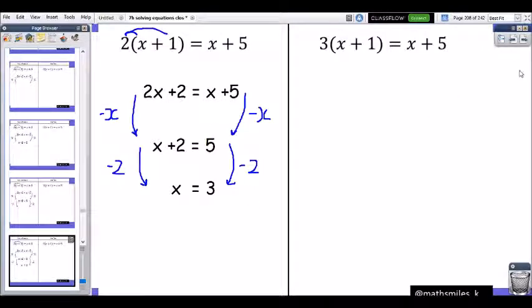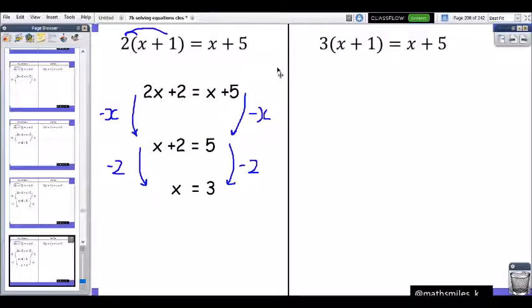Okay, so let's try my next one. So I've got 3 lots of x plus 1 equals x plus 5. So again, look at how similar this question is to the last one. It's pretty much the same, apart from instead of a 2 outside my brackets, I've got a 3 outside my brackets. If you would like to pause it and try it for yourself, that's fine. Equally, just leave the video running if you just want to listen to me explain it.